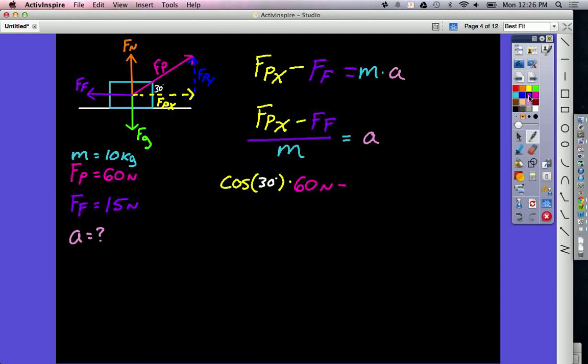And we subtract the force of friction, which was given in the problem as 15 newtons. Divide all that by the mass, which is 10 kilograms, and that should give us the acceleration. We plug into our calculator, and we should get an acceleration of 3.7 meters per second squared.